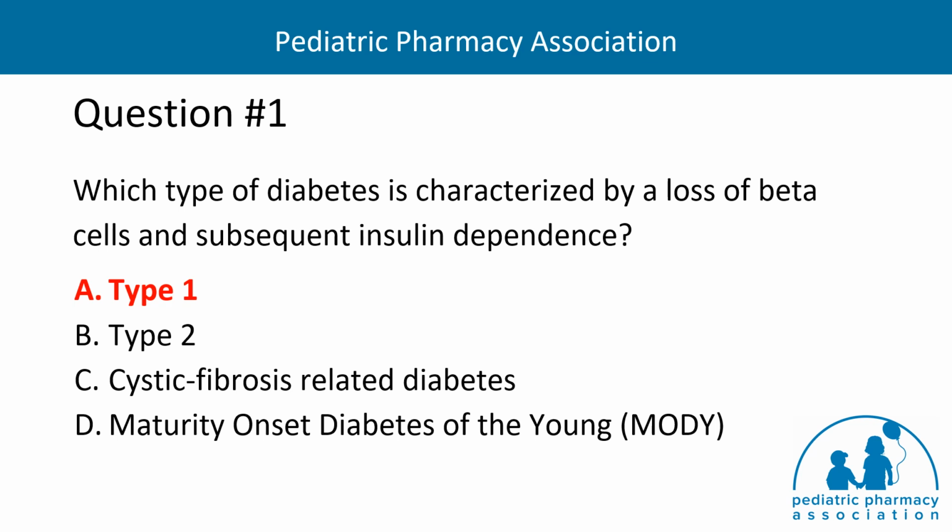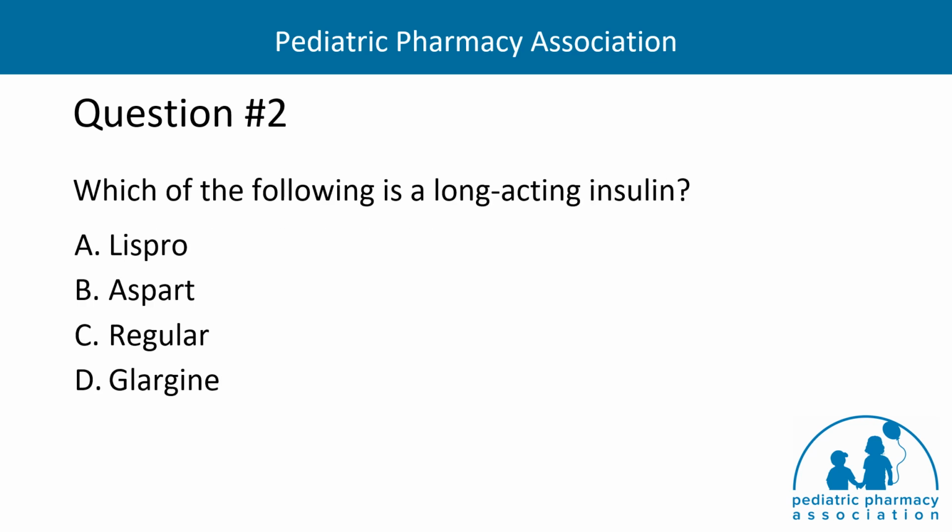And Logan is now going to cover question number 2. Which of the following is a long-acting insulin? Our choices are A, Lispro, B, Aspart, C, regular, and D, glargine. I'll give you a few minutes to think over your answer. And the answer to our question is D, glargine. If you refer back to one of our tables that goes through all the different onsets, peaks, and durations, you'll find that glargine is a long-acting insulin.